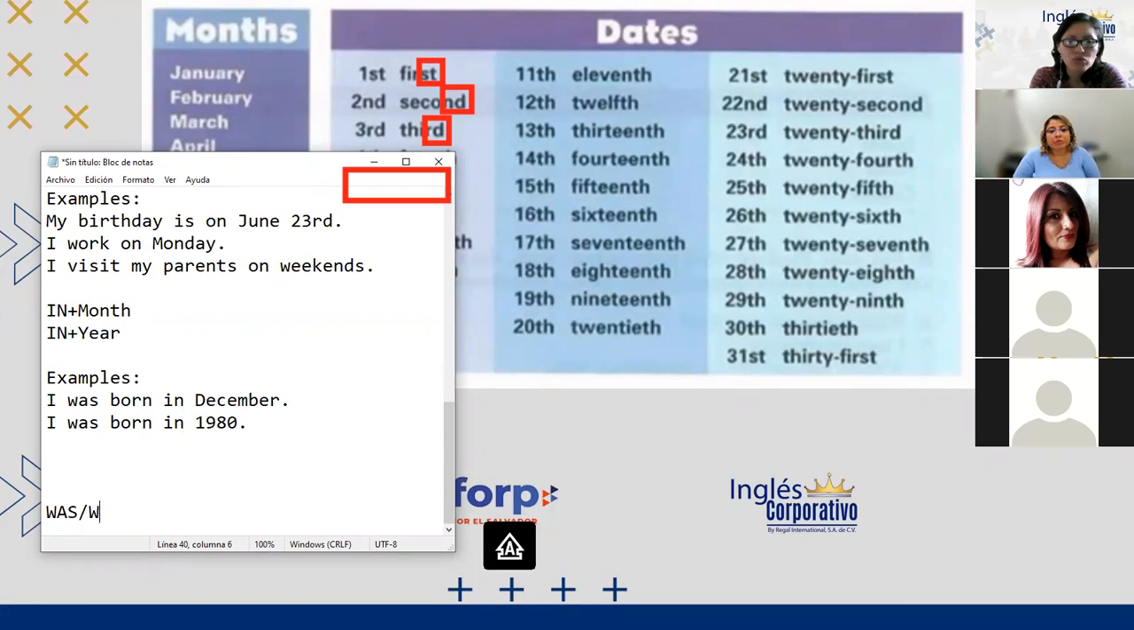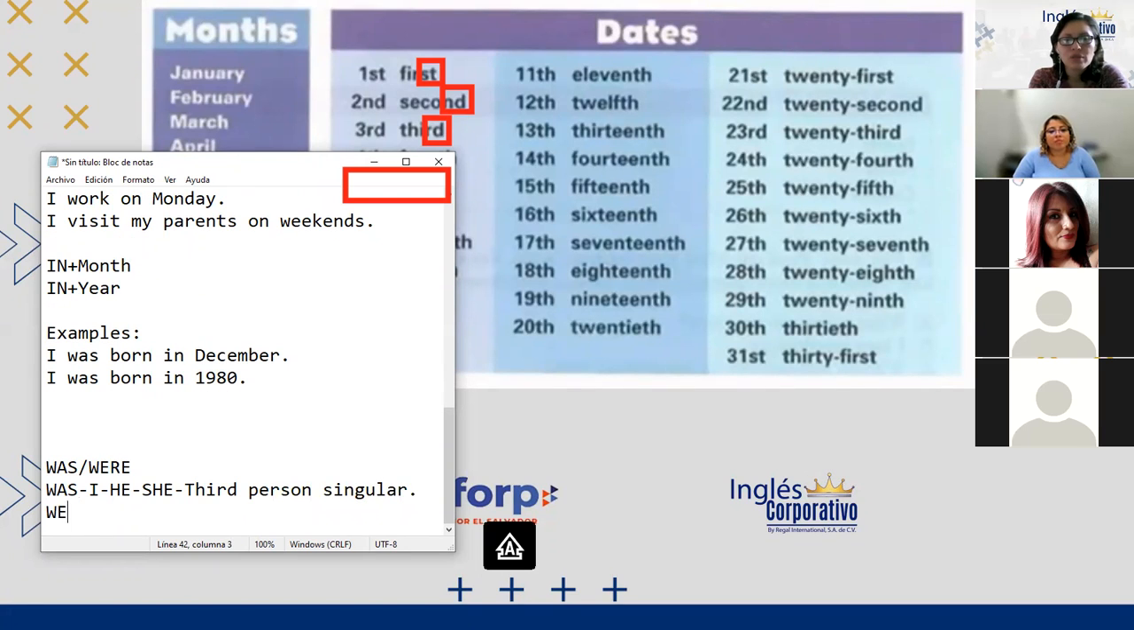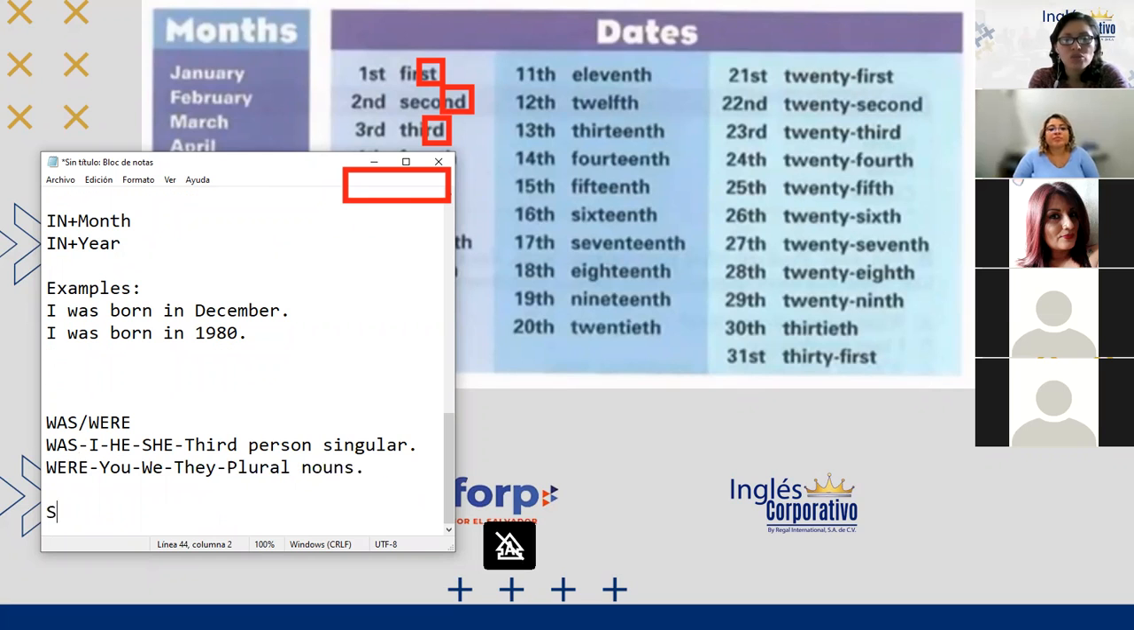Tenemos was y tenemos were, ¿verdad? Tenemos dos formas. Entonces, es similar a is and are, ¿verdad? Entonces, voy a usar was con I, he, she, and it, third person singular, okay, la tercera persona singular, y voy a usar were con you, ¿verdad? We, they, y los plural nouns, ¿verdad? Okay, entonces si usted se está refiriendo a su pequeñita, sería she was born, ¿verdad? She was born, okay.